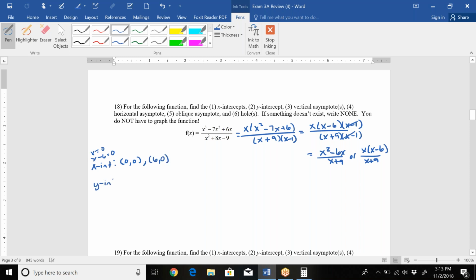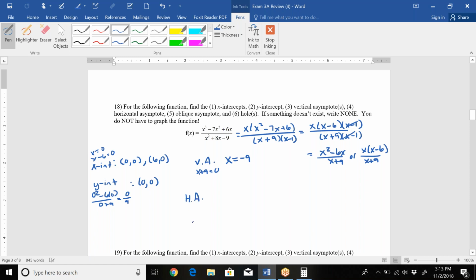For my y-intercept, I just need to plug in 0 for everything in the remaining reduced part. So 0 squared minus 6 times 0 over 0 plus 9, that's just 0 over 9. So that's also 0, 0. And that happens anytime the origin is also an x-intercept. Vertical asymptotes, that comes from just stuff left in the bottom. So x plus 9 is the only thing left in the bottom after we reduced. So that would be x equals negative 9 when we solve it. So that's our vertical asymptote.